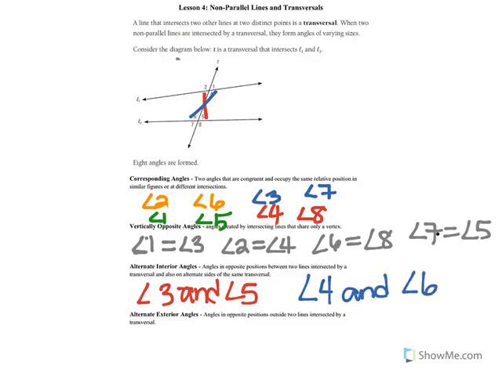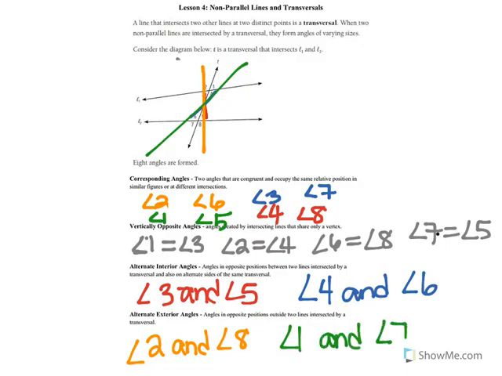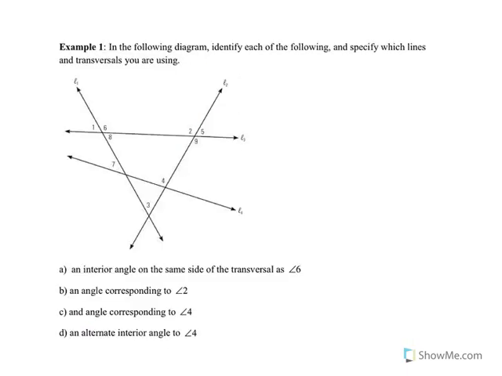They are alternate interior. And using this same logic, alternate exterior goes like that. So angle 2 and angle 8. And then angle 1 and angle 7. So there's kind of all of our definitions for different types of relationships formed between transversal and lines.